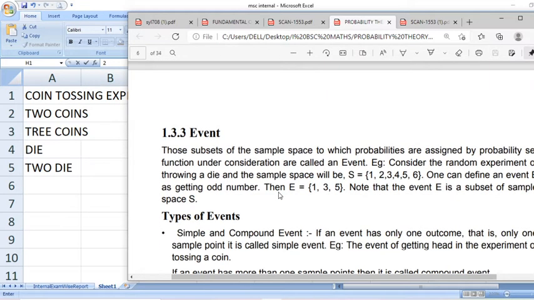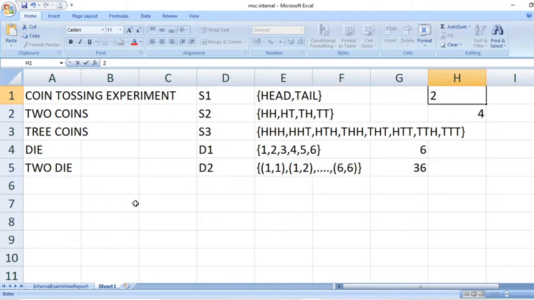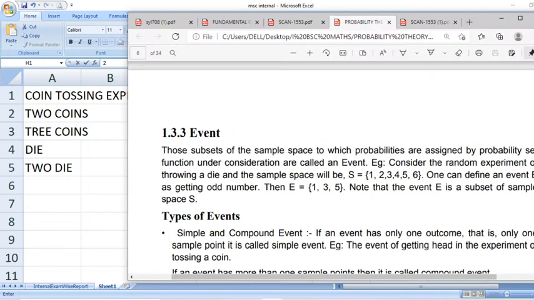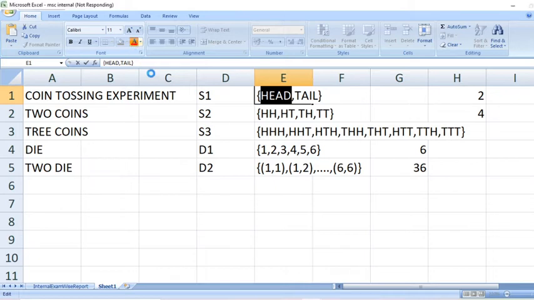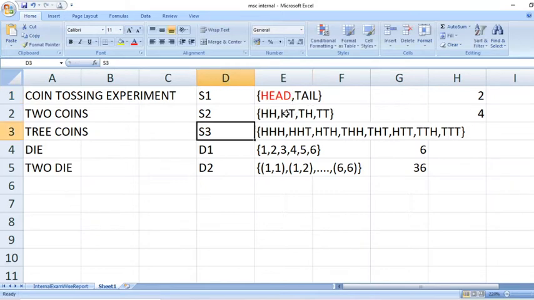So what is an event? Now another term is event. So what is an event? Event is actually a subset of a sample space. For example, in this case, head only, that is an event.